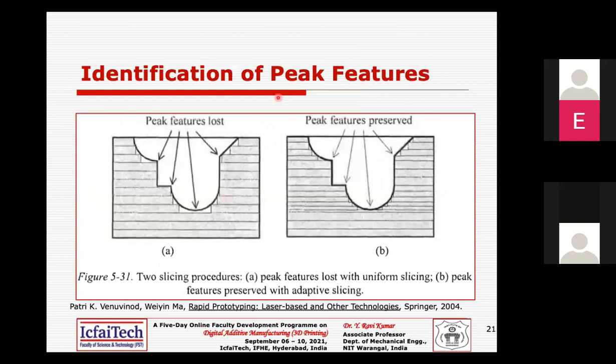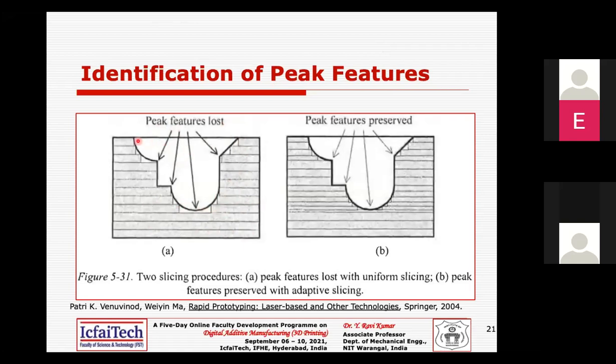Even while generating, we need to take care of the peak features. What do you mean by a peak feature? A peak feature is one where there is a chance of losing the feature while fabricating. Why so? Say I have a 200 micron layer thickness, say 0.2 mm, and I'm building my model, but I have a certain feature of say 100 micron size. Obviously my slice thickness is 200 micron, so I may lose my 100 micron feature, right?